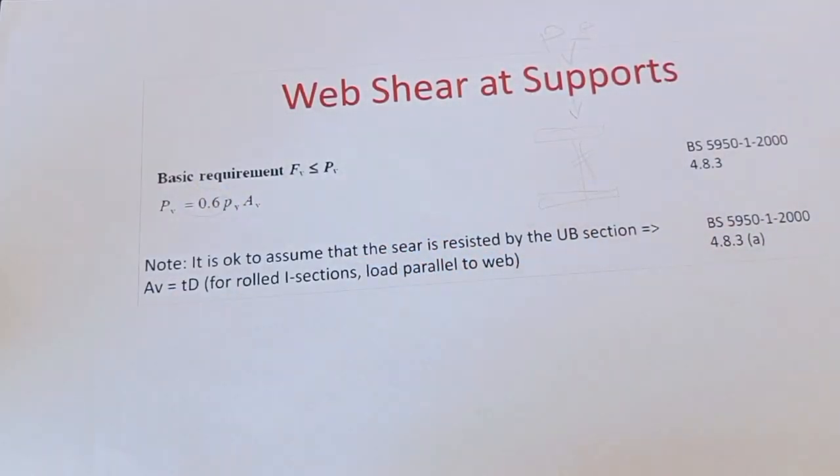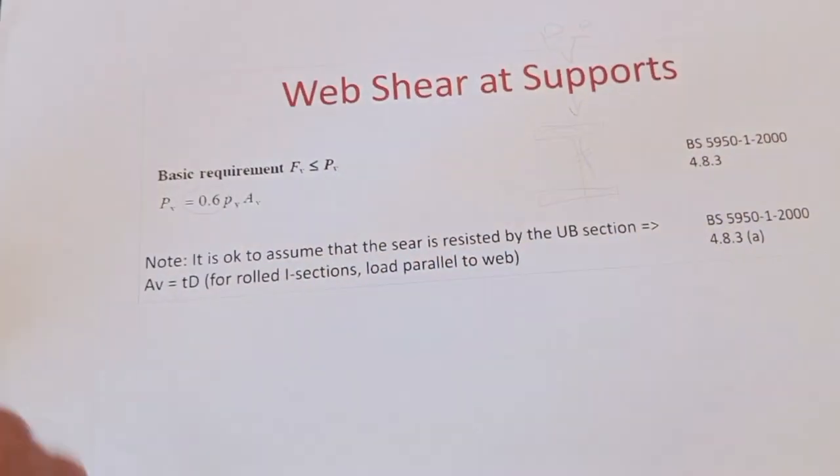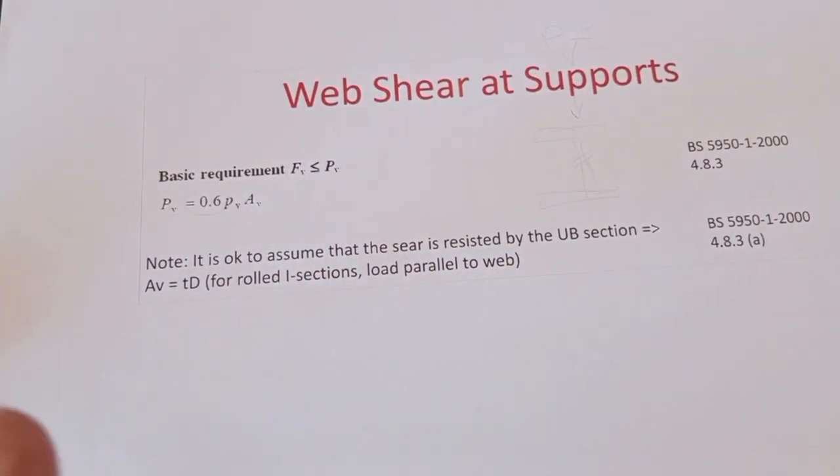And we have a 40% reduction, or 60% of the capacity we're using in shear. That is very common in all design.